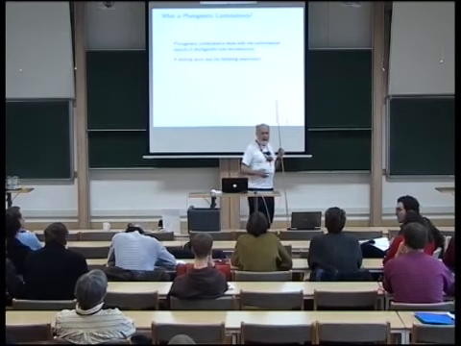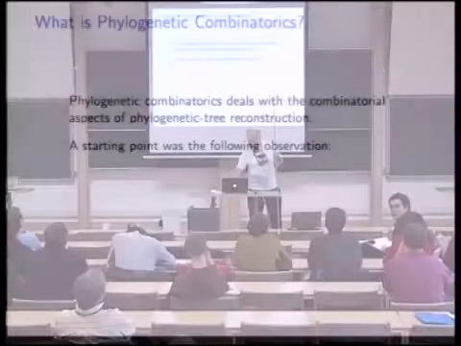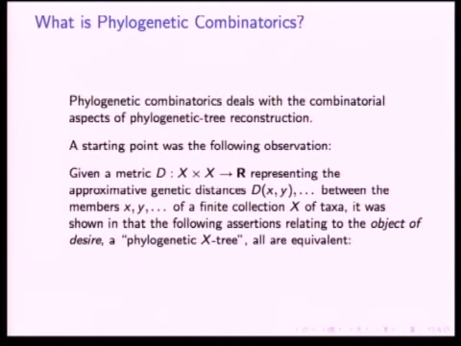But for phylogenetic combinatorics proper, the following observation was a starting point. Given a metric D representing the approximate genetic distances d_xy between the members of a finite collection X of taxa. So yesterday you heard that maybe we shouldn't call them distances, but what was the other name? Divergences or whatever. I don't really mind how you call them. I just assume them as God-given or biologist-given. The biologists give them to us like God, and then we want to find out what we can say about this metric on this finite set X.